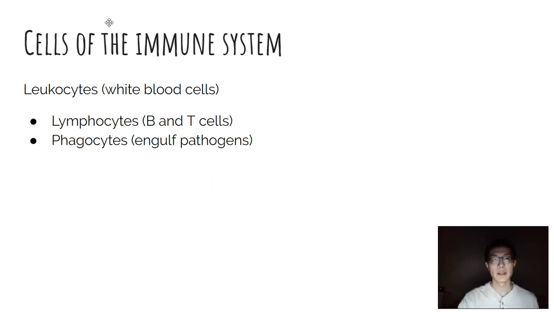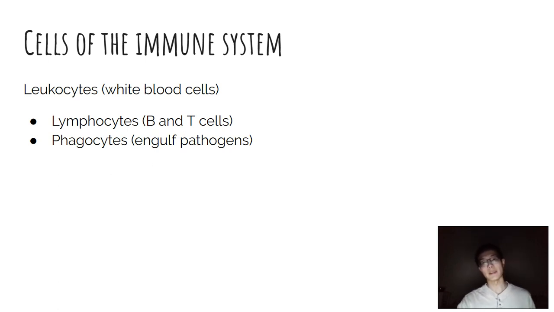Okay. So there are some cells of the immune system. The key group of cells are the leukocytes, which are your white blood cells, and they're broken down into two main categories. You have the lymphocytes, which include your B cells and your T cells, as well as your phagocytes, which basically include your macrophages, dendritic cells, and they are the ones that ultimately engulf pathogens. Your T cells are sometimes going to help destroy certain infected cells. Your B cells are going to be the ones that are producing antibodies.